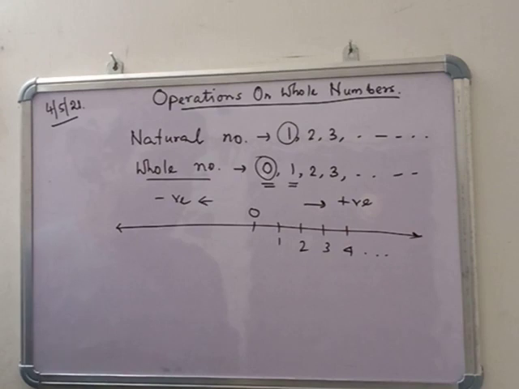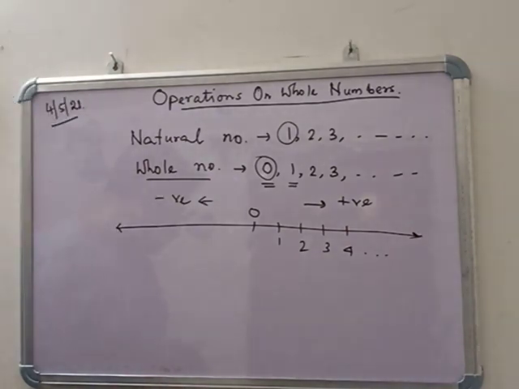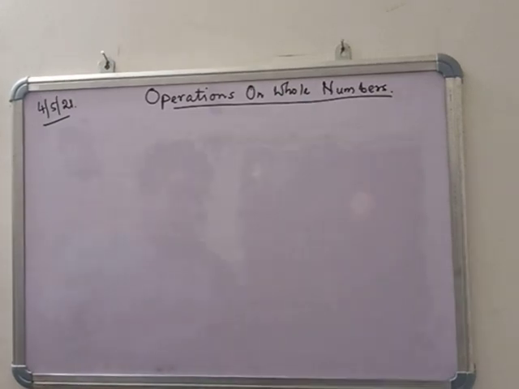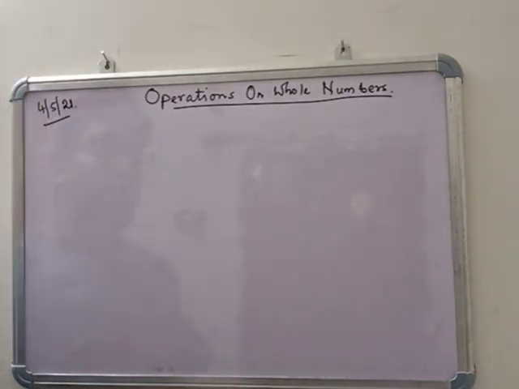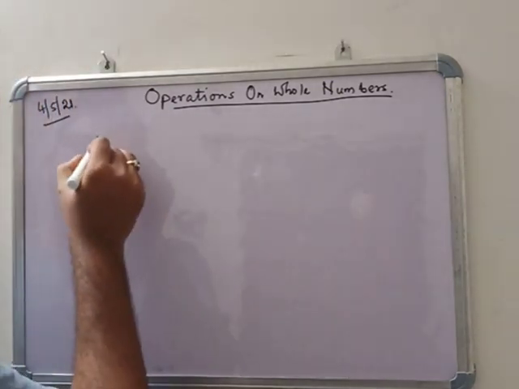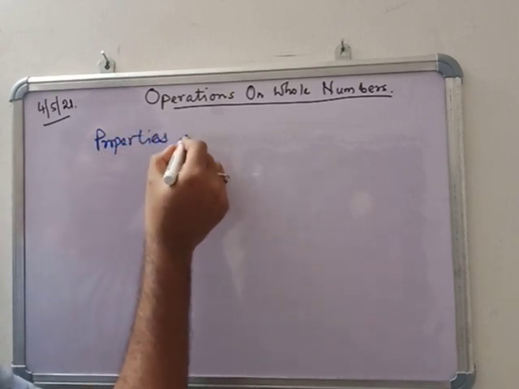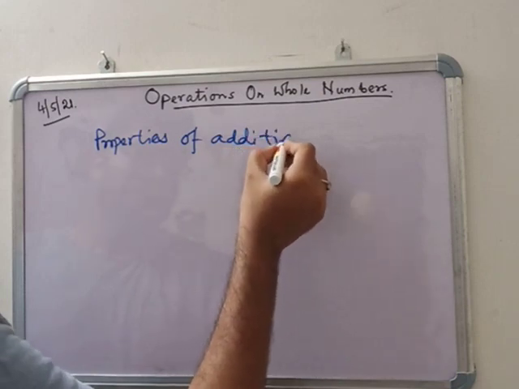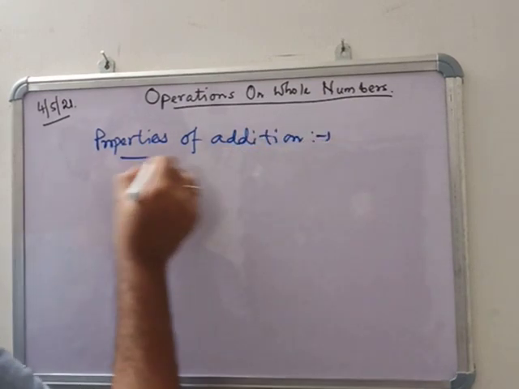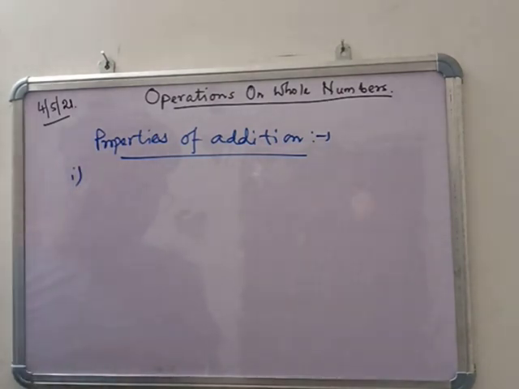Now we are going to discuss some properties of whole numbers. First of all, the properties of addition in whole numbers. In the properties of addition, see that the first is the closure property.